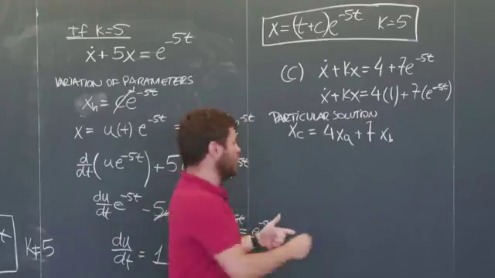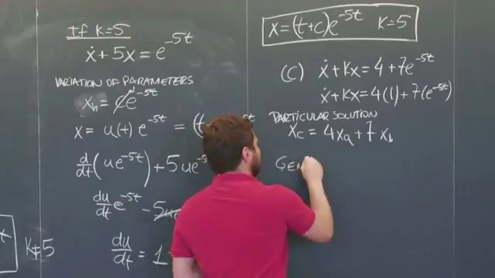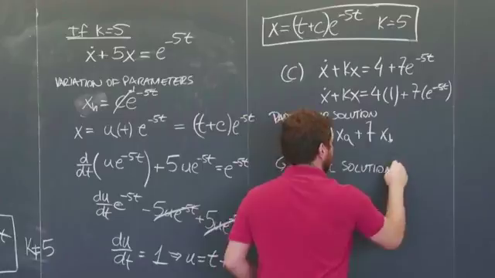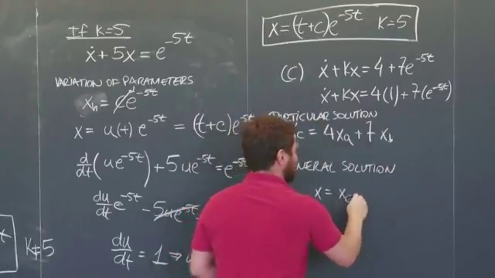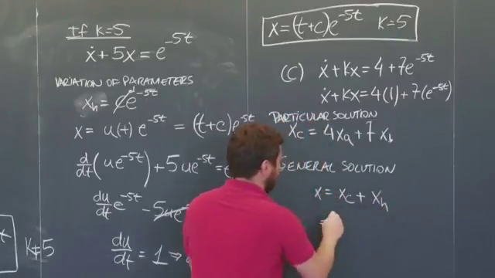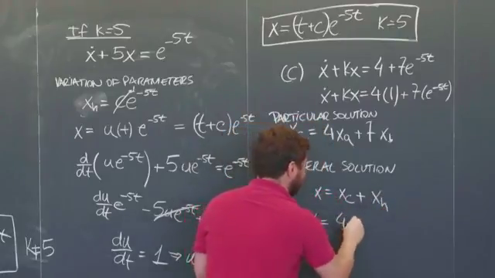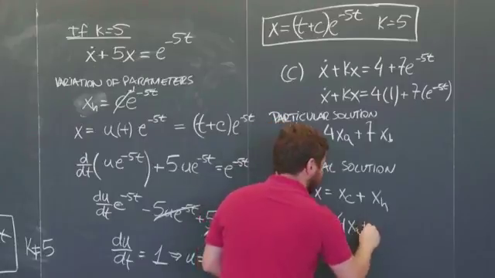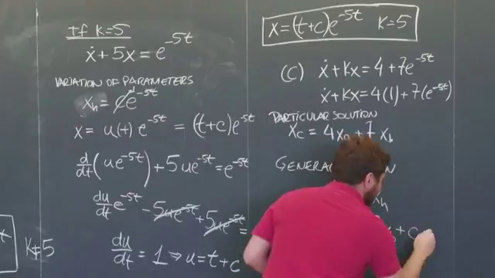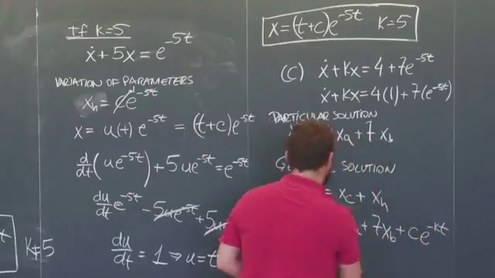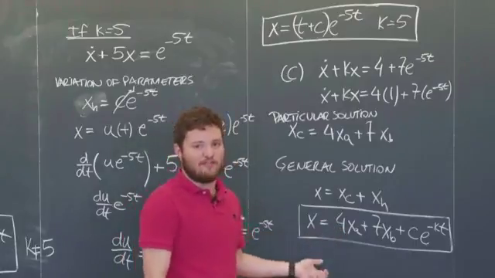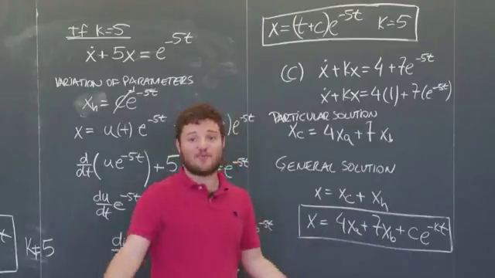If I want the full solution, I would get the general solution by adding the particular solution plus the homogeneous solution that we found before. So we have x is equal to 4 x_A plus 7 x_B plus a constant times e to the minus kt. And this is the most general solution that we have for part C. And with this, we're done with this problem.